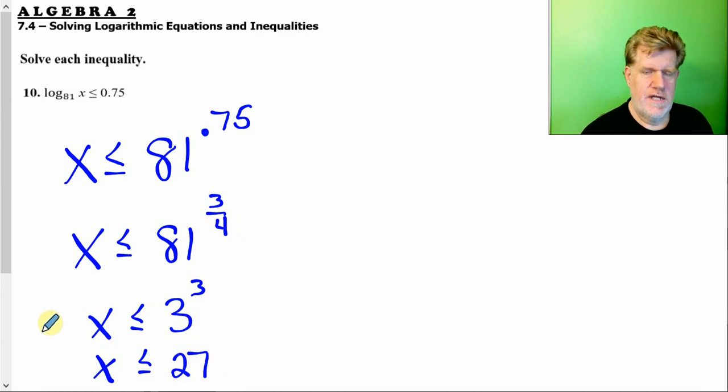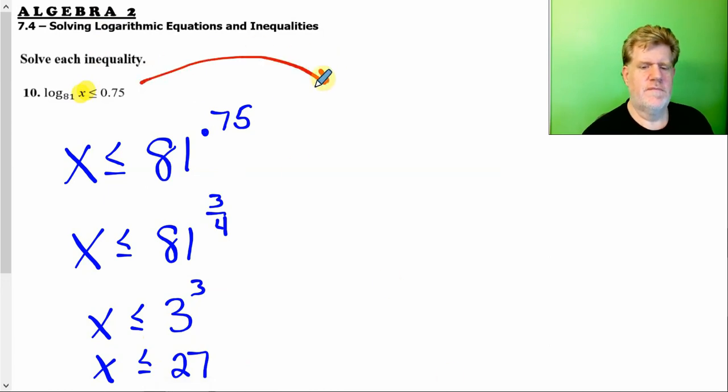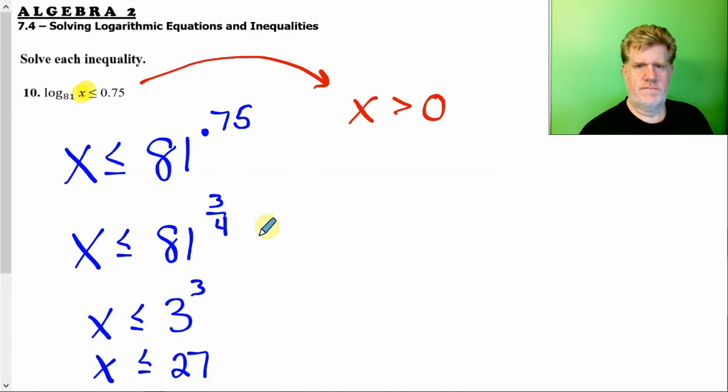All right, seems good. X is always less than 27. Less than, they're tough. If it's greater than, we don't usually have to worry about 0, but less than is tough. So let's look back here. I know x is all by itself. I know that x must be greater than 0. It must be. You cannot have log base 81 of 0.